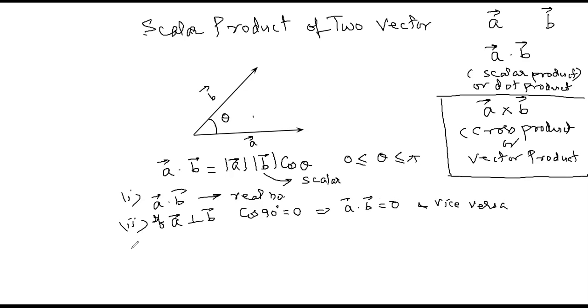And what will happen if theta is equal to 0 degree? If the angle between them is 0 degree, it means they are coinciding, or they can be in the same direction. So A dot B is AB cos 0 degree. What is cos 0 degree? Cos 0 degree is equal to 1. So A dot B will be equal to only the product of the magnitude of A and the magnitude of B.